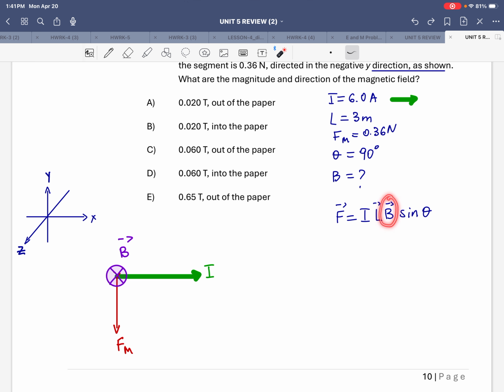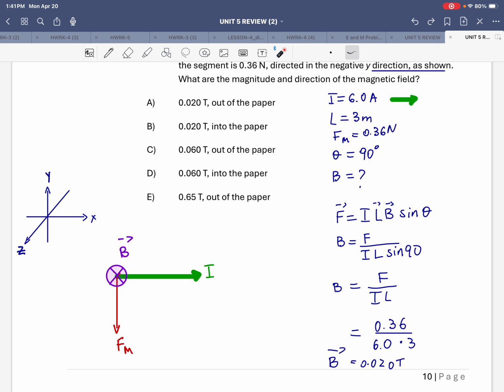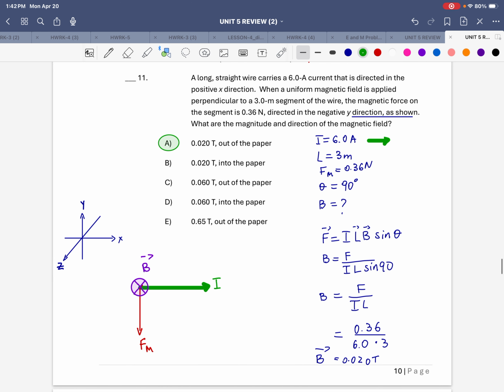We are trying to isolate B, so we write B equals F divided by I L sine of 90, because angle theta is 90. Sine of 90 equals 1. So we substitute everything: F over I times L, with 0.36 for F, 6.0 for the current, and 3 meters for the length, and we get B equals 0.020 Tesla. That means the correct option here would be option A, 0.02 Tesla. I hope this made sense. Thank you for learning with me. Bye for now.